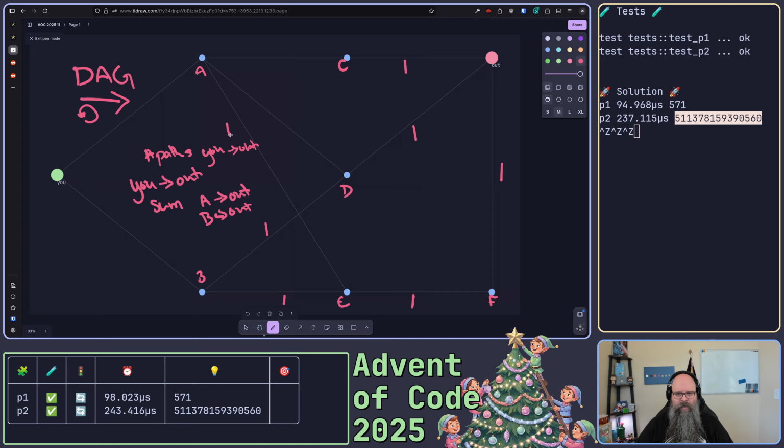There is one path along this line and one path along this line. So now we have A has 3 and B has 2. So this one is the sum of those two. 3 plus 2 is 5. We're just working our way back.